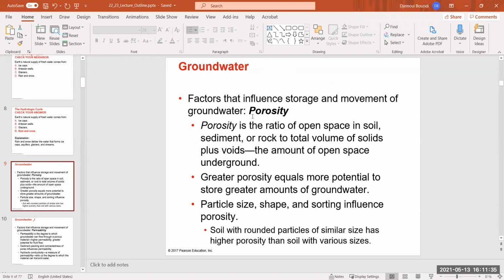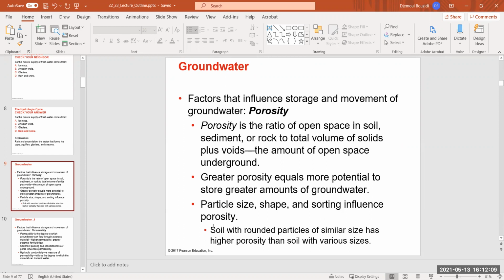So the factors that influence storage and movement of water include porosity, which is basically how much space there is for the water to go and sit. So it's actually the space in the soil, sediment, or rocks where the water can gather. It's the amount of open space that is underground. So that is basically what influences the movement of groundwater. Greater porosity equals more potential to store greater amounts of groundwater.